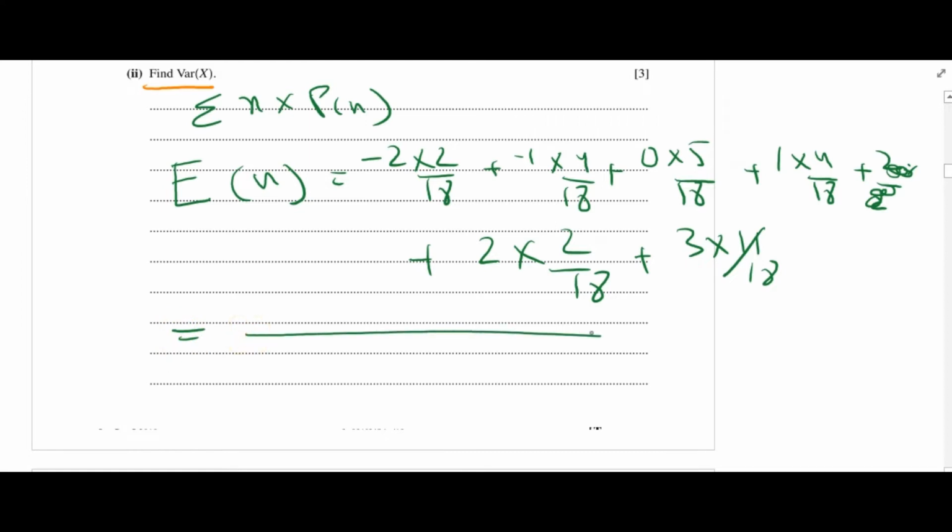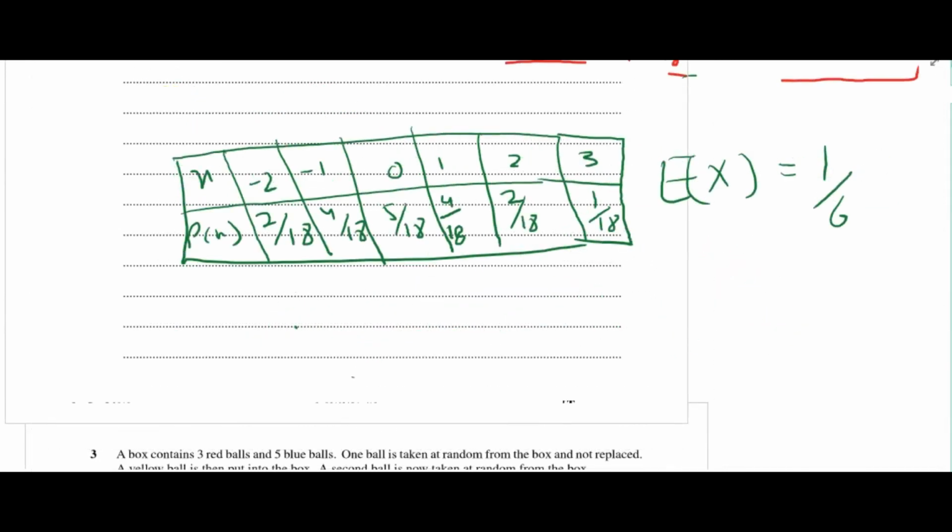Since the denominator is the same, we are left with -4 plus 0 plus 4 plus 4 plus 3. That is equal to 3 over 18, which is equal to 1 over 6. Now the next thing is we need to find the variance of X.